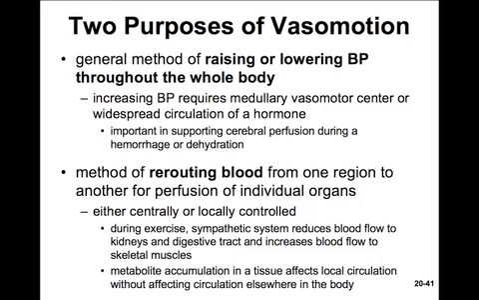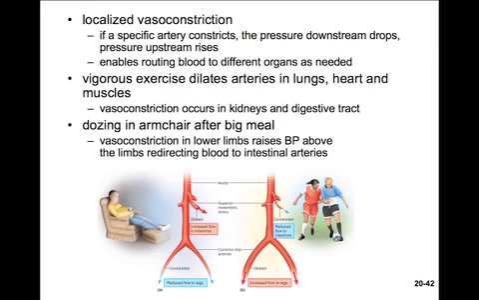The rerouting of blood is either centrally or locally controlled. During exercise, the sympathetic system will reduce blood flow to the kidneys and digestive tract and increase blood flow to skeletal muscles. On the other hand, dozing in an armchair after a big meal will see vasoconstriction of vessels in the lower limbs, which raises blood pressure above the limbs and thus redirects blood into the intestinal arteries. This figure shows us the rest and digest condition of the blood vessels and then the increased blood flow to the legs in order to accomplish the needs of exercise.